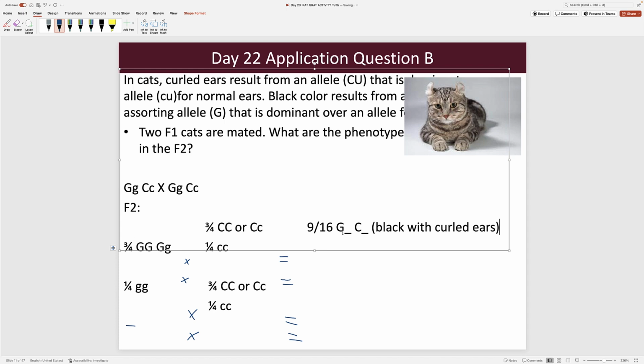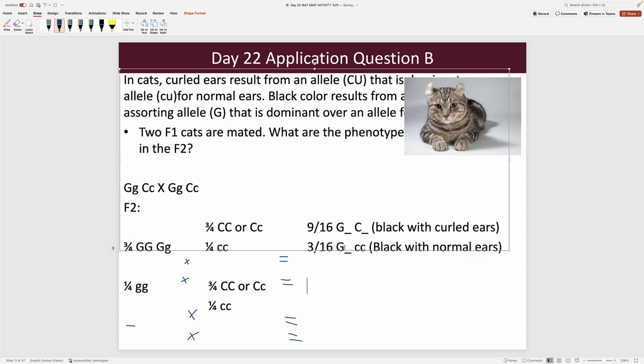We're not saying for sure what that second allele is, but we know it has to be either big G or little g. But it doesn't really matter because the phenotype is what we're curious about. Because that's what the problem is. What are the phenotypes of the F2? Then we multiply 3/4 times 1/4 and we get 3/16 big G, little c, or we could say black with normal ears.